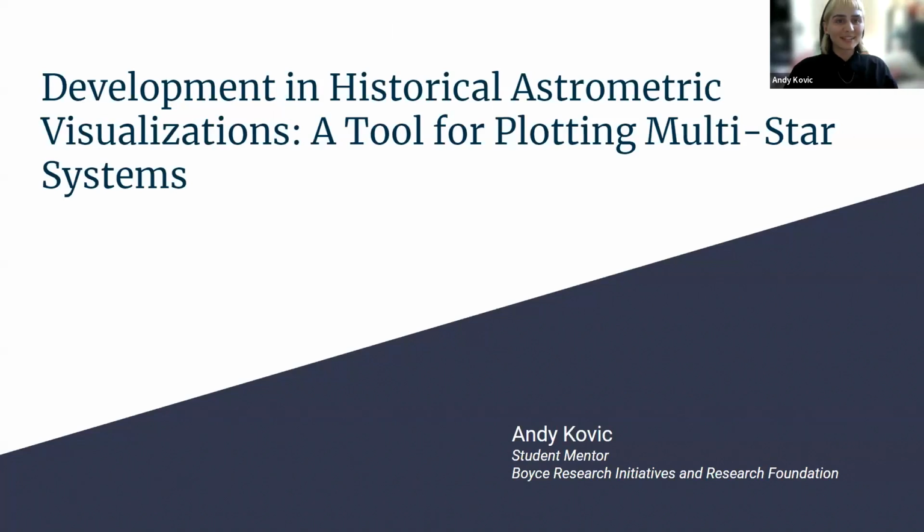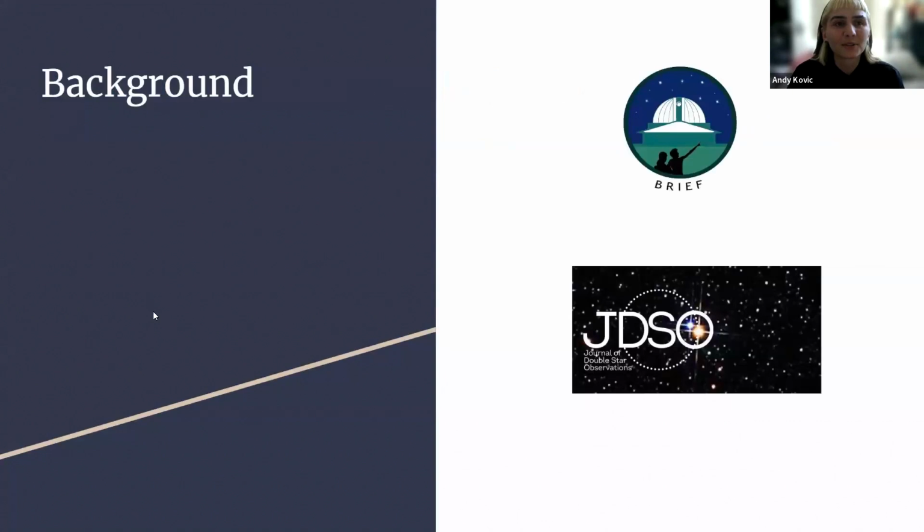Perfect. Okay, so hi, my name's Andy, and I'm excited to present my tool for plotting historical positional data of multi-star systems today. Two years ago, I enrolled in a course called Double Stars. This is offered by a nonprofit organization called Virginia Research Initiatives and Education Foundation, otherwise known as BRIEF. This course aims to introduce students to astrometric research and the analysis of double stars, with the goal of publishing a paper in the Journal of Double Star Observations.